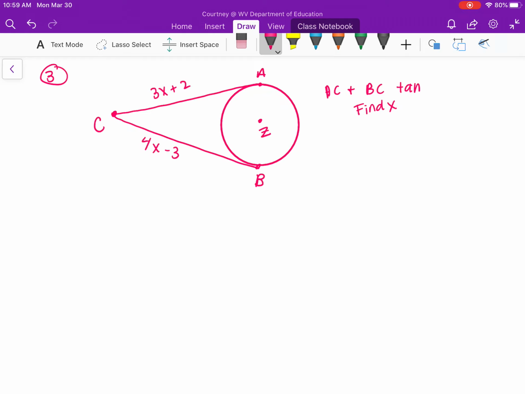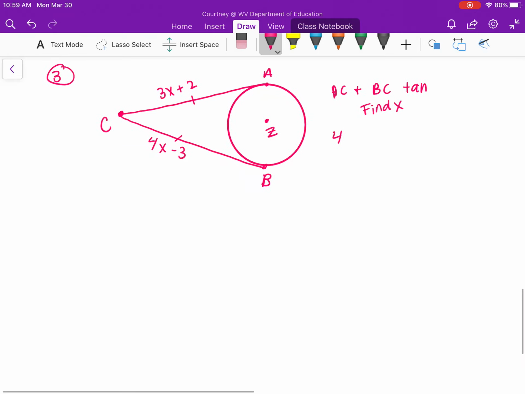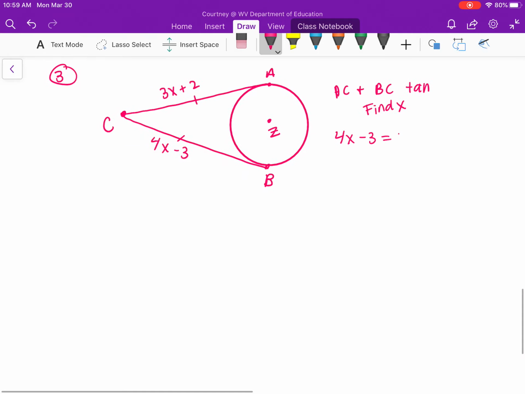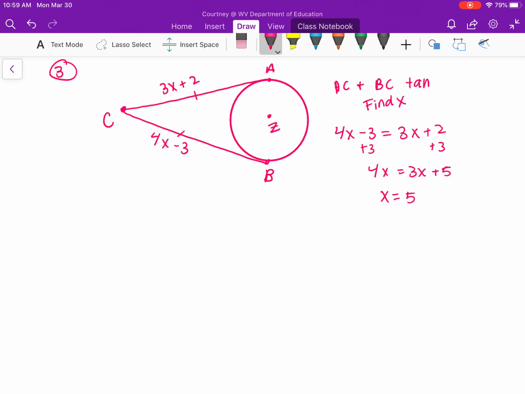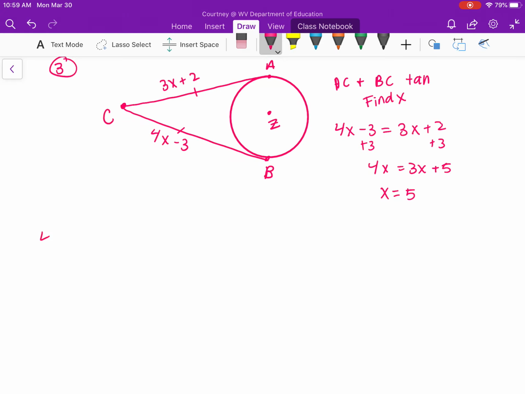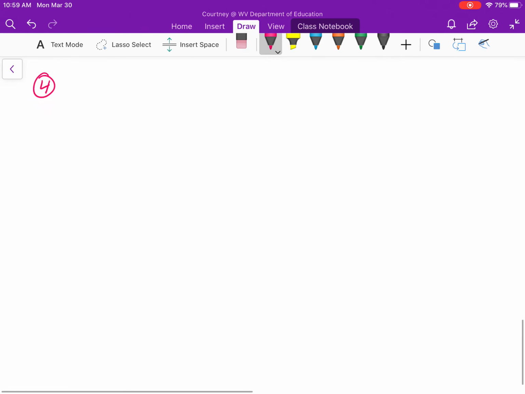So remember that I said if 2 tangent lines meet at an exterior point, they are congruent. So all we do, 4x minus 3 equals 3x plus 2. If you solve for x there, we can add our 3, which is 4x equals 3x plus 5, and then subtract 3x, we get x is 5. That's it. These are super easy. We have number 4. Maybe I spoke too soon. Number 4 is a little challenging, but if you stay with me, I don't think it's that bad.